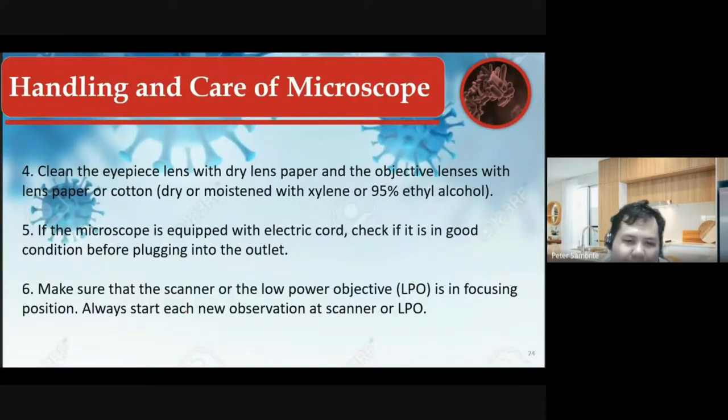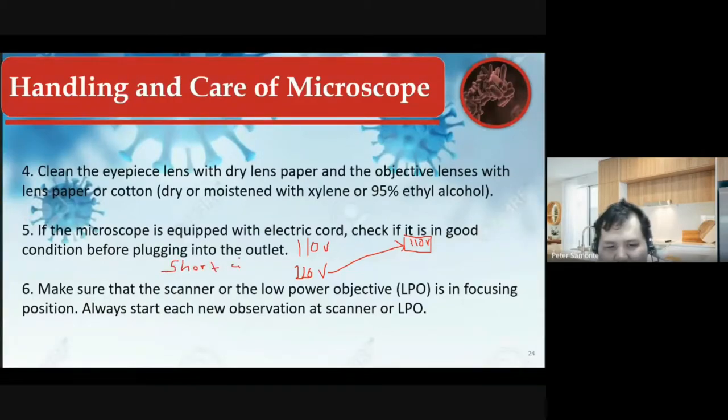Now, if your microscope is equipped with an electric cord, check if it is in good condition before plugging into the outlet. Now, class, I want you to take note that there are types of microscope that are 120 volts and 220 volts. Whenever you're going to plug it in the future, once you're interns and future med techs, you have to remember to make sure that the plug is equal to the corresponding voltage. So, your 110 volts, when you plug it into the socket, you have to make sure that it is also 110 volts. If you plug a 220 volts into 110 volts, class, you're going to cause a short circuit.